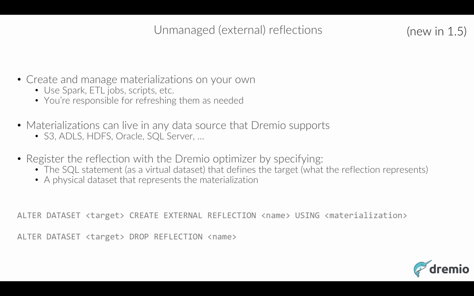And the key is that once you've created the reflection, you can call a specific SQL statement to register that reflection with the optimizer. You do that by providing a SQL statement in the form of a virtual data set that defines what the target is, what the reflection represents. So if you've used, say, Spark to create an aggregation based on a few dimensions and a few measures, you simply provide that equivalent group by SQL statement as the definition of a virtual data set, and then you utilize this command to say, okay, this SQL statement represents that specific materialization that you've created through some external system.